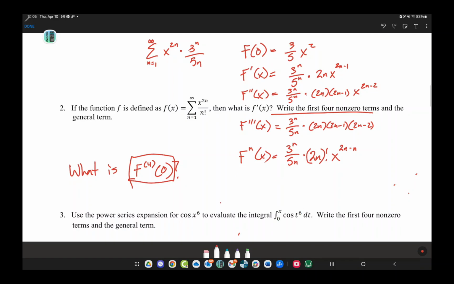So take that right there. Use the ratio test to find the interval of convergence. Find the second degree Taylor polynomial for that. All right. What I wrote up here is similar to what's on the test.